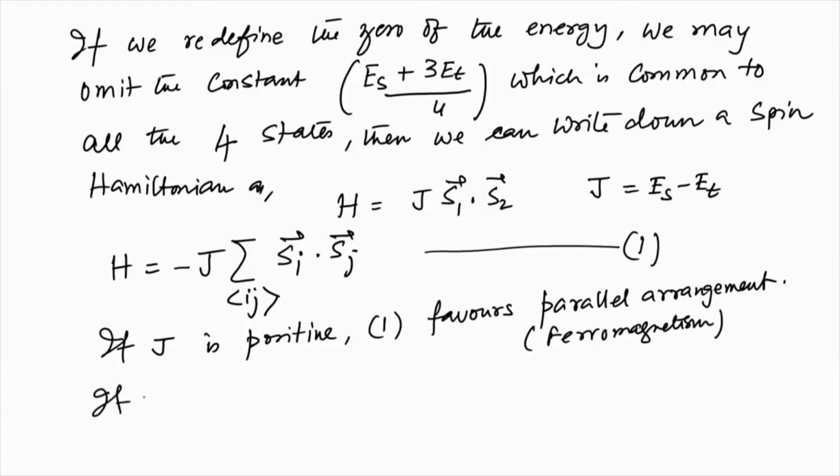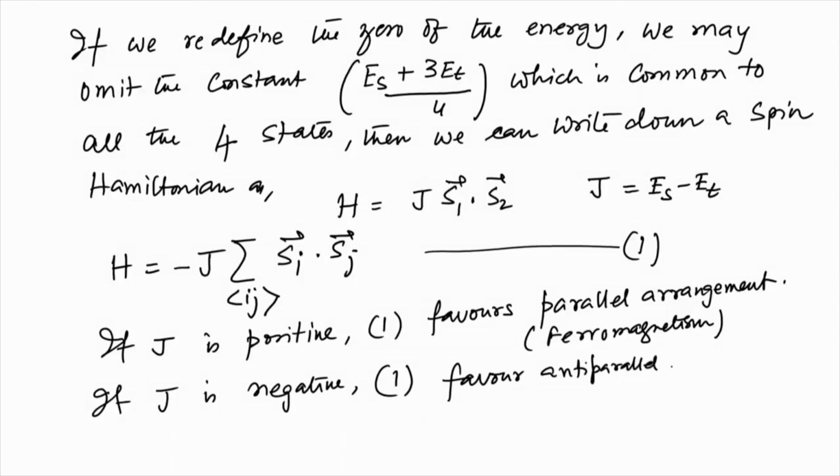And if J is negative, then 1 favors anti-parallel arrangement, and it is antiferromagnetism. We have seen these phenomena from a purely electronic model, which is the Hubbard model, but however, we have also gotten exposed to this kind of spin only models.